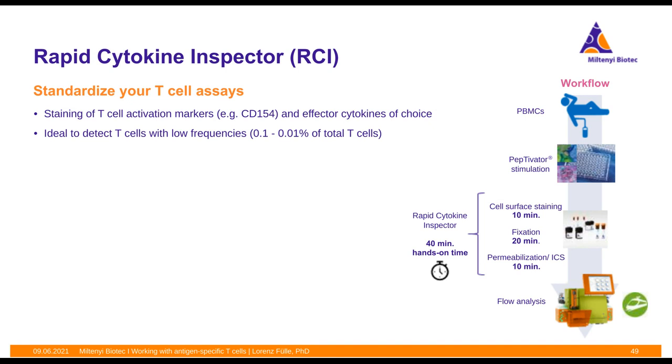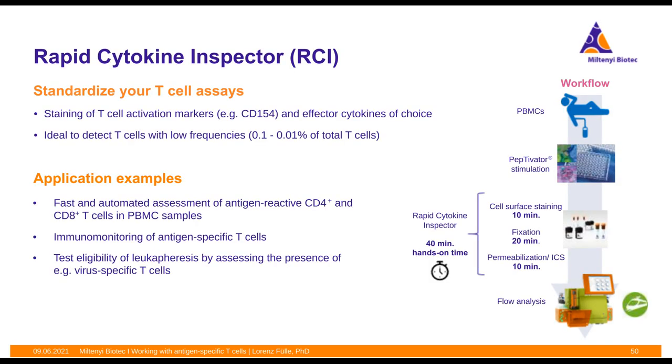So first, you would need to isolate your PBMCs, then you stimulate the cells either specifically with, for example, our peptide pools, or polyclonally with, for example, anti-CD3, CD28. Then you would stain your surface markers for about 10 minutes, fix the cells for 20 minutes, and then perform a permeabilization and intracellular staining for about 20 minutes. So this whole protocol of the rapid cytokine inspector takes only 40 minutes before you can go ahead and start analyzing your cells using flow cytometry. And of course, the rapid cytokine inspector is also compatible with our Express modes for the MaxQuant analyzer.